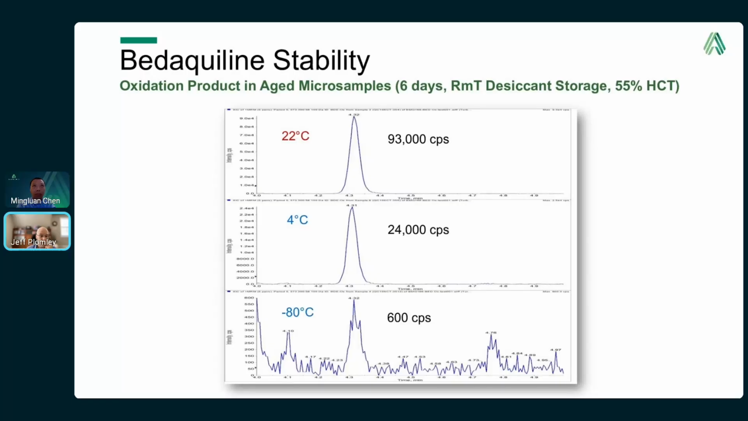So we therefore screened for this oxidation product under targeted MRM conditions for our aged microsamples at 55% hematocrit under each of the storage conditions, and could identify a clear trend of increasing expression level with increased storage temperature. So this was most certainly the process that was occurring on these dried blood samples.